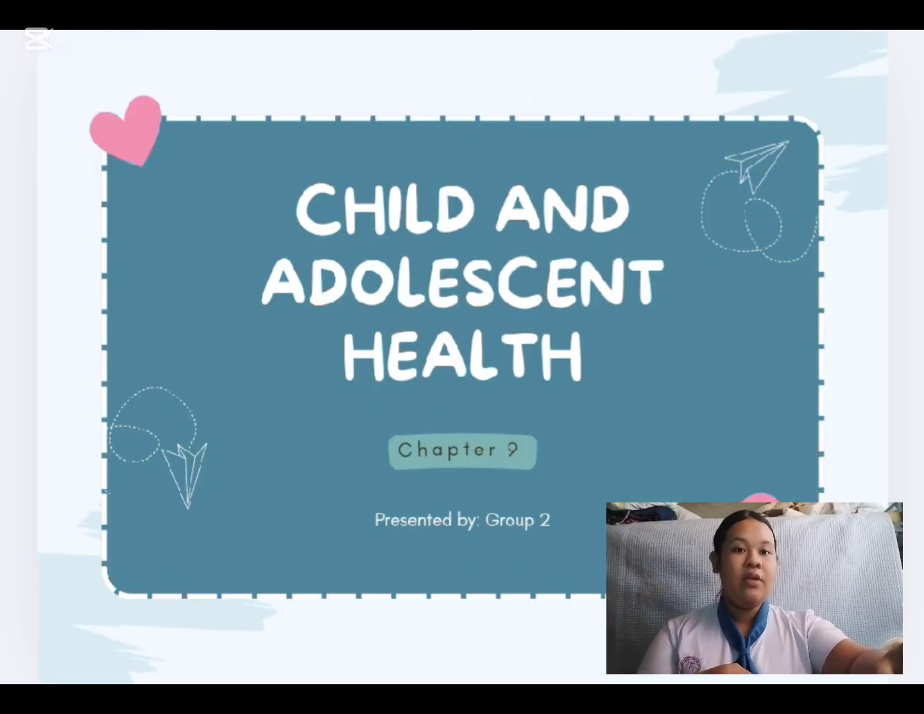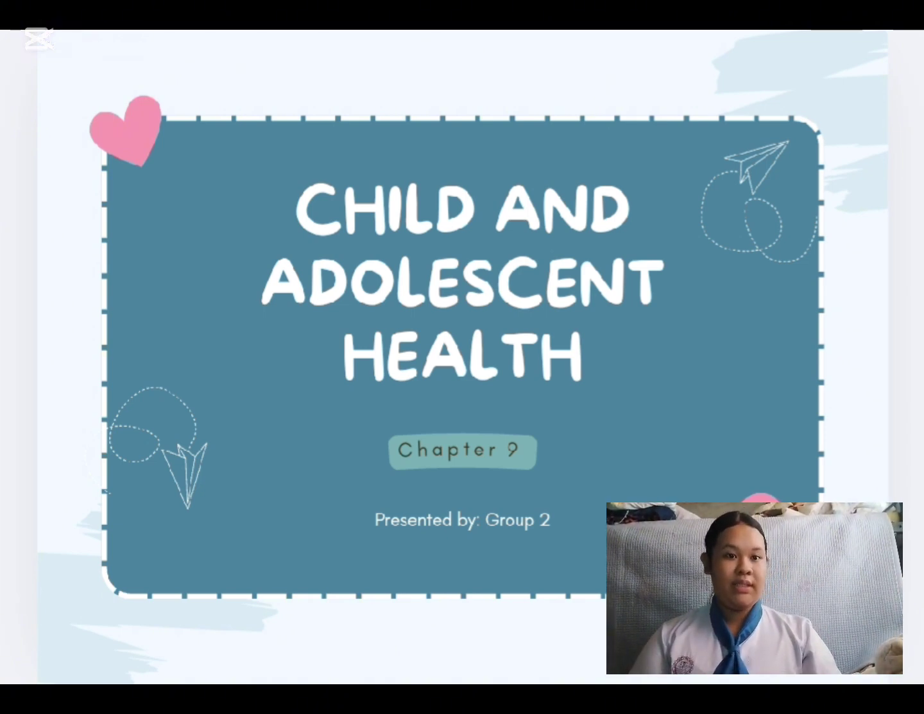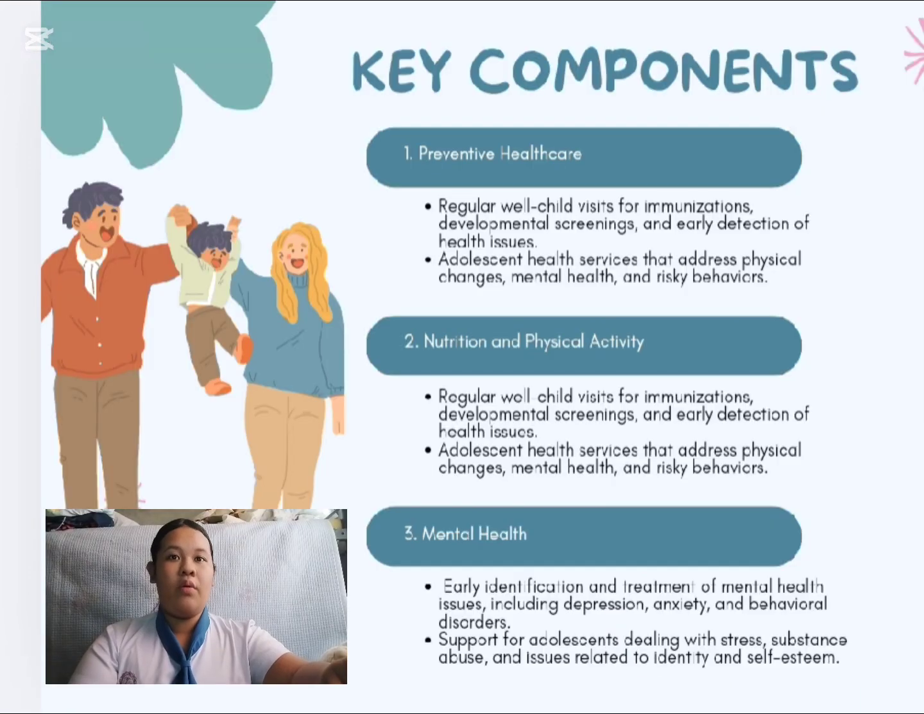So basically, child and adolescent health is very important, since we are student nurses and health is our priority. In our report, we will be tackling the different risk factors, different health management, and our six key components.